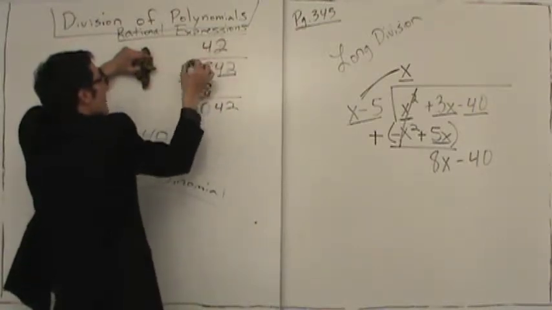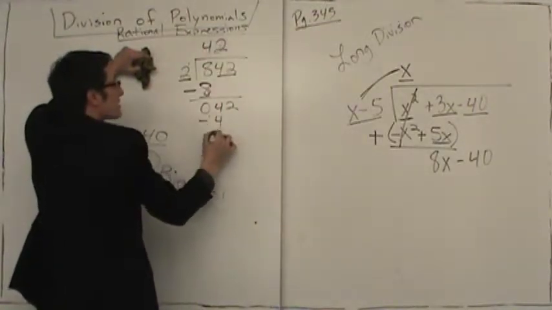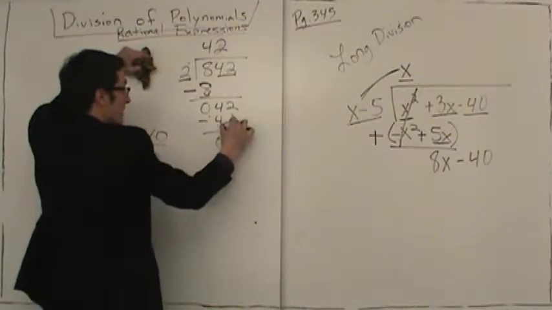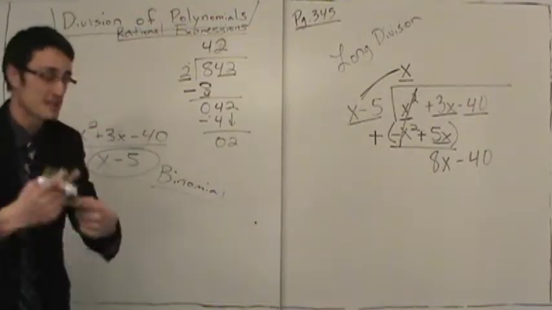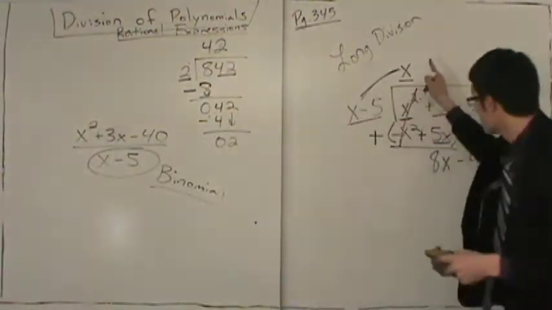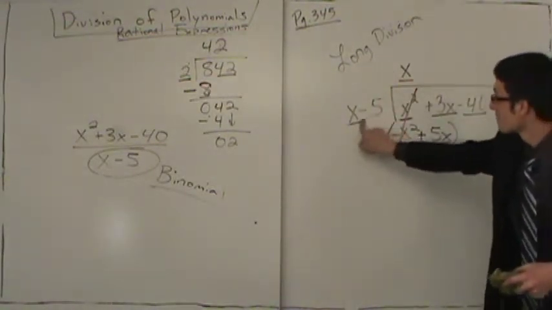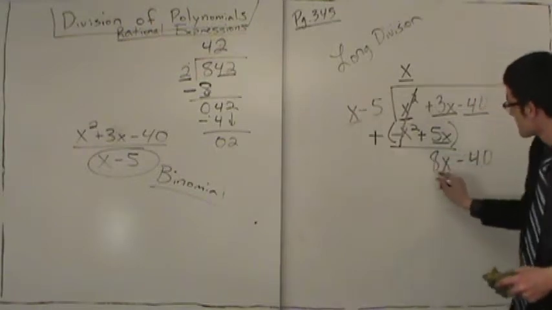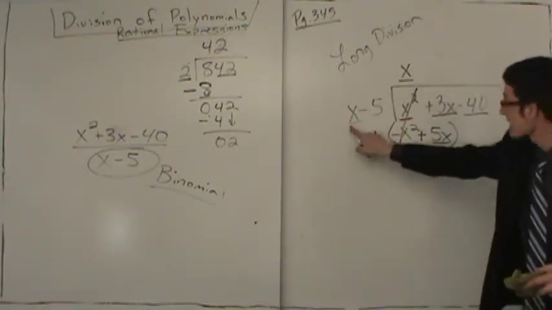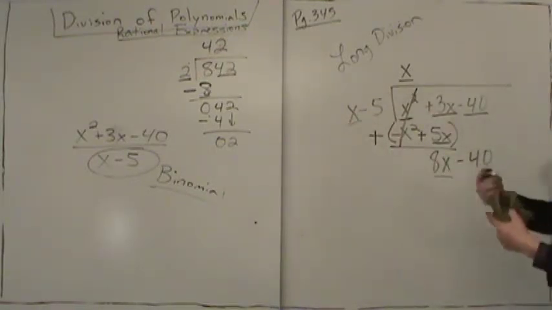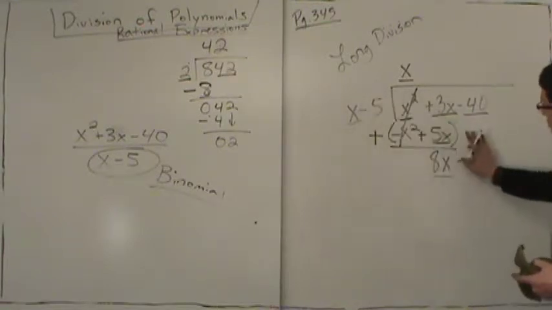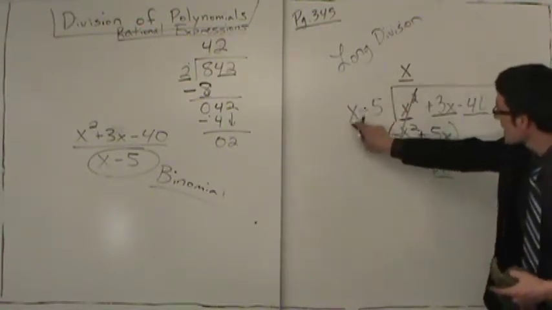Now we take the 2 and multiply by the 2. 2 times 2 is 4. Subtract. This gives us 0. Bring down the 2 and start the process over again. So you're asking, what multiplies by the front to give the front? Or what multiplies by x to give 8x? You're just concentrating on the front. Ignore the 5 and ignore the 40. What multiplies by x to give 8x?